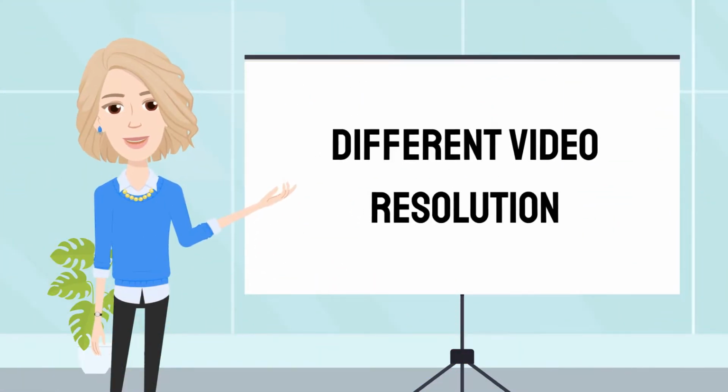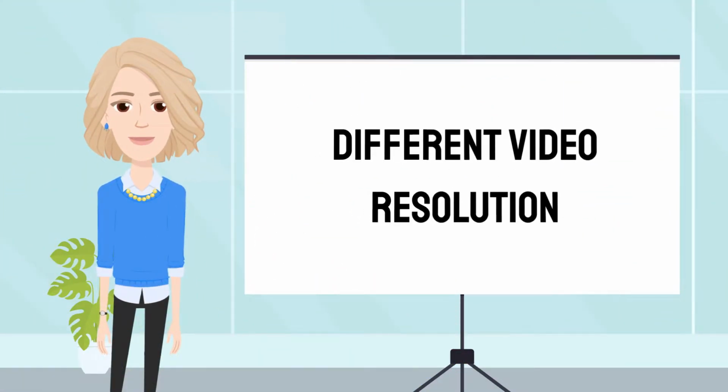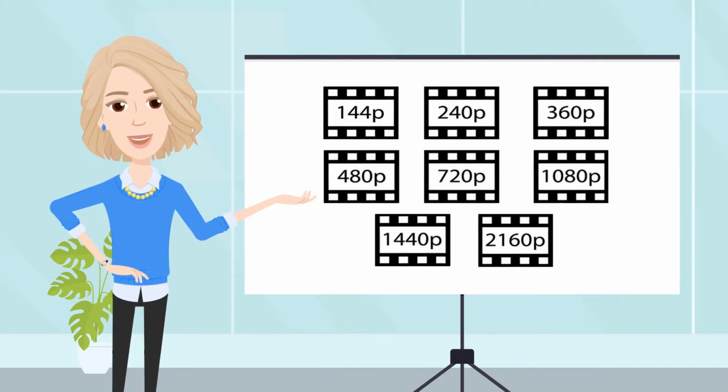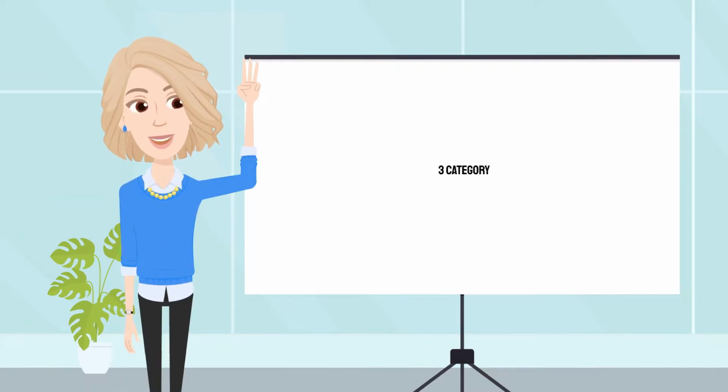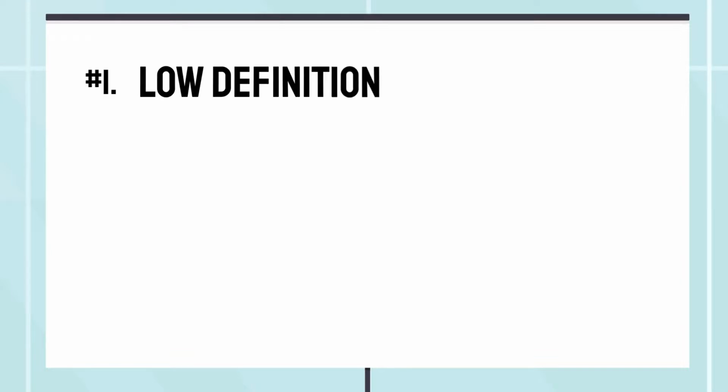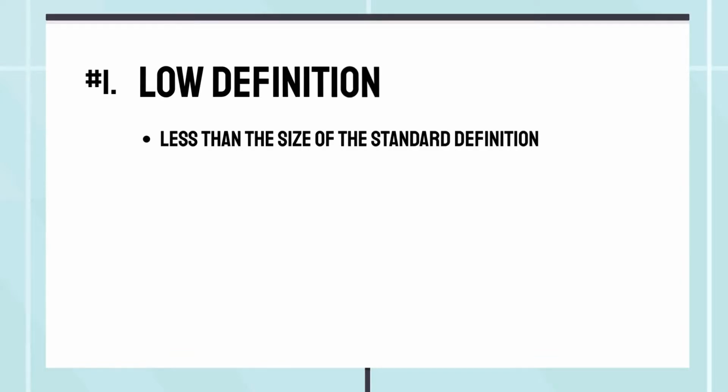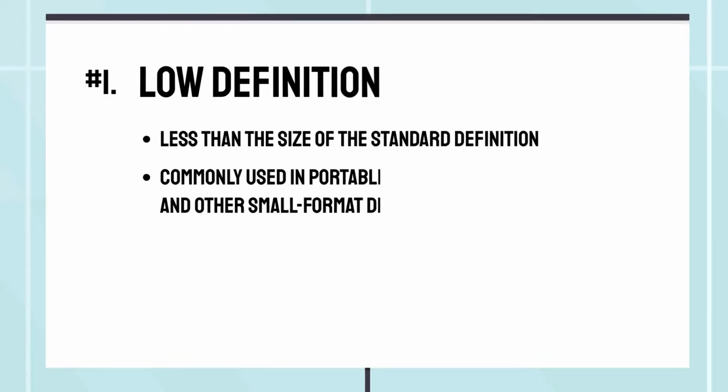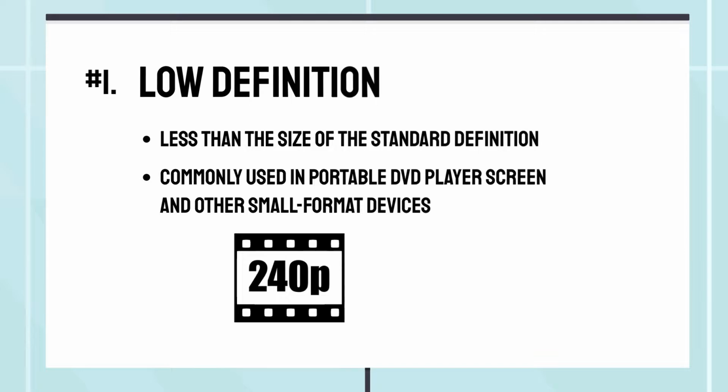Then what are the different video resolutions? There are various video resolutions. Let us categorize it into three. First, the low definitions. These definitions are less than the size of the standard definition. Typical resolutions of low-definition videos are 240p or 360p.